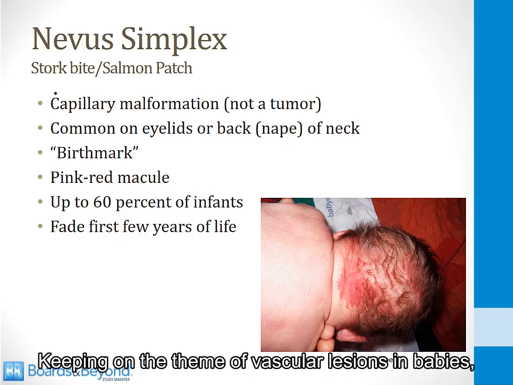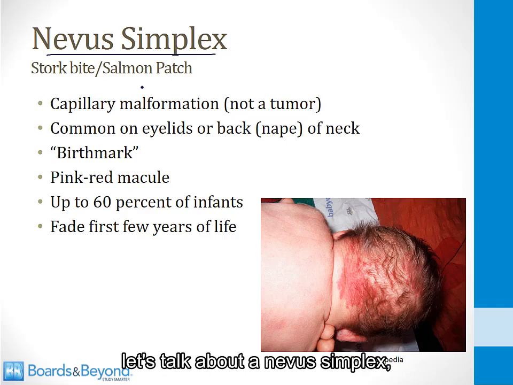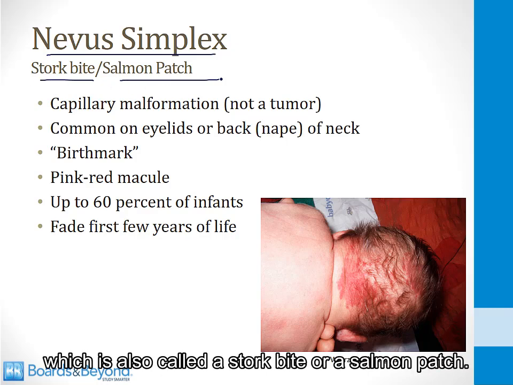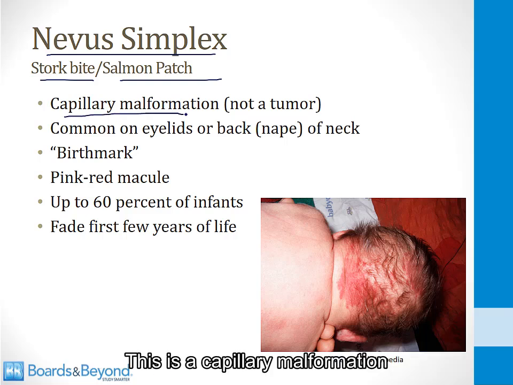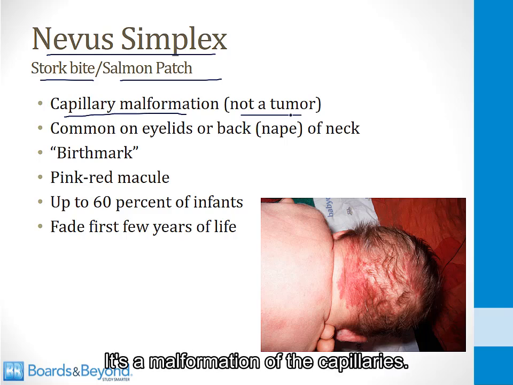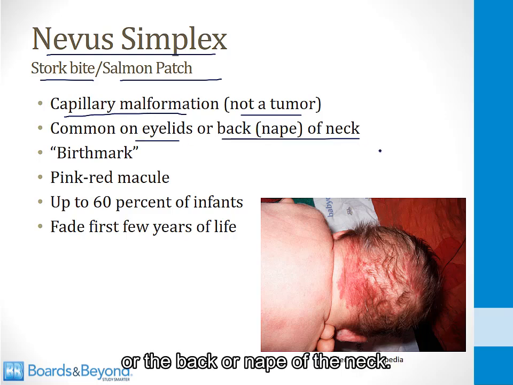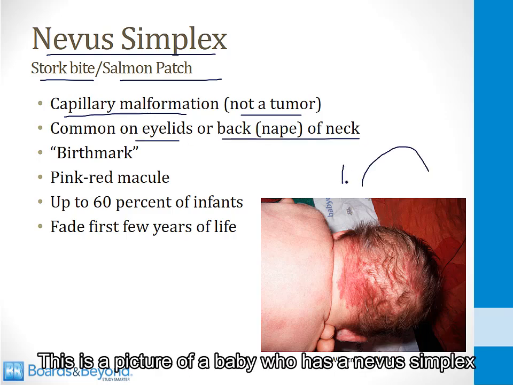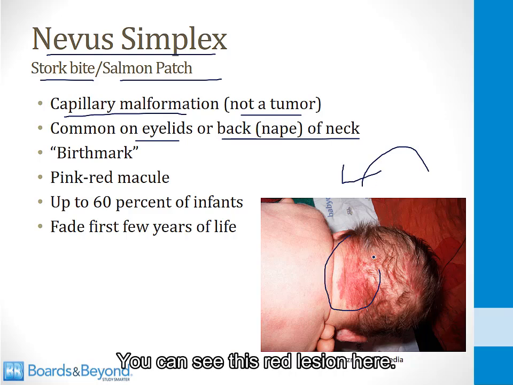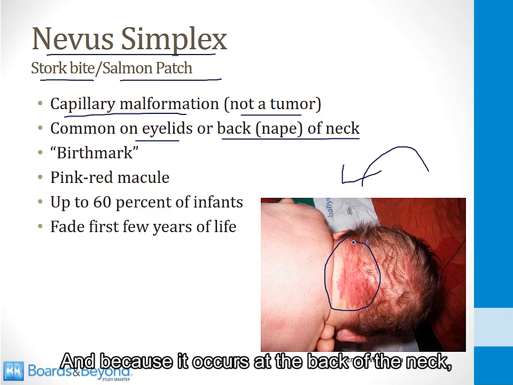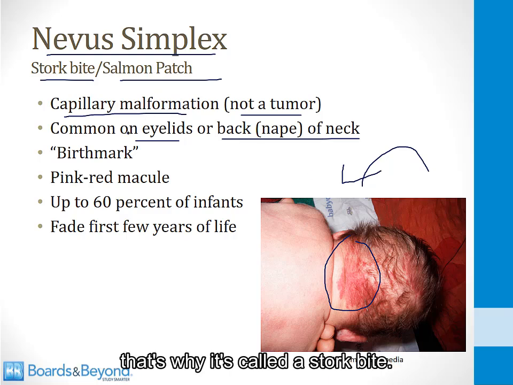Keeping on the theme of vascular lesions in babies, let's talk about a nevus simplex, which is also called a stork bite or a salmon patch. This is a capillary malformation that occurs in the skin of babies. It's not a tumor. It's a malformation of the capillaries. It's common on the eyelids of babies or the back or nape of the neck. This is a picture of a baby who has a nevus simplex at the back of the neck. You can see this red lesion here. And because it occurs at the back of the neck, that's why it's called a stork bite.